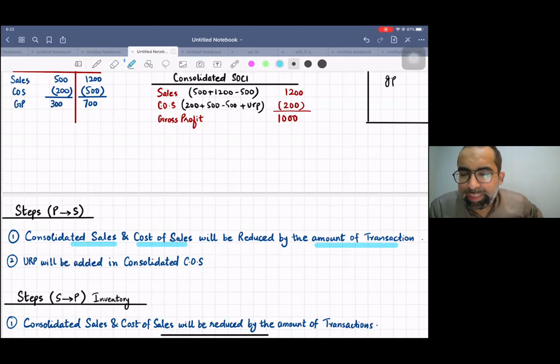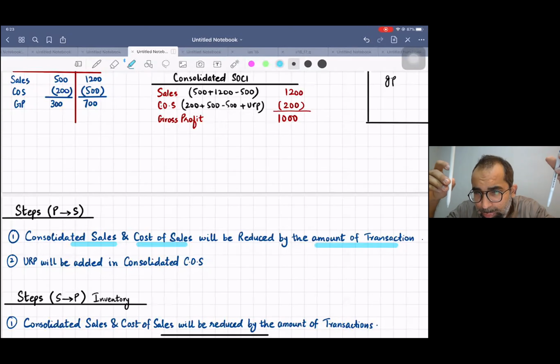Okay. Now the next step. What if there is some URP in this story? As the sale is P to S, that URP is booked by the parent company. So this URP, look at my video, is present in the parent company's P&L. Assume this white pen is the parent company's P&L.